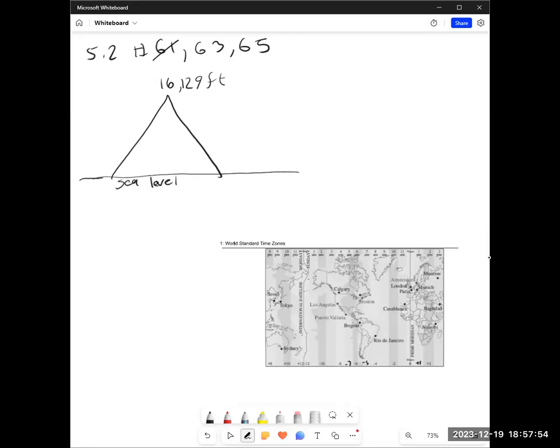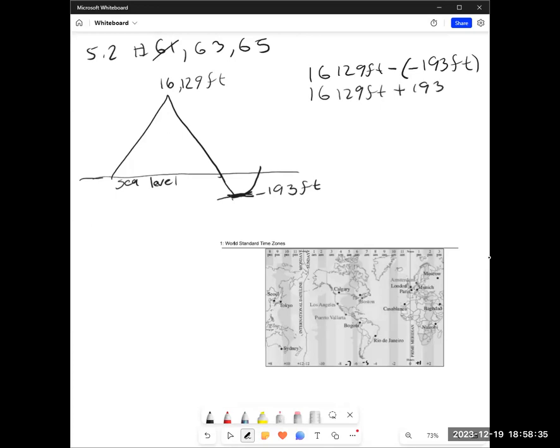Then there's a valley that is 193 feet below sea level. They want to know the difference in elevation. So difference is subtraction, and elevation between the top of the mountain and the bottom of the valley. So we want 16,129 feet minus negative 193 feet, which is going to be 16,129 feet plus 193 feet.